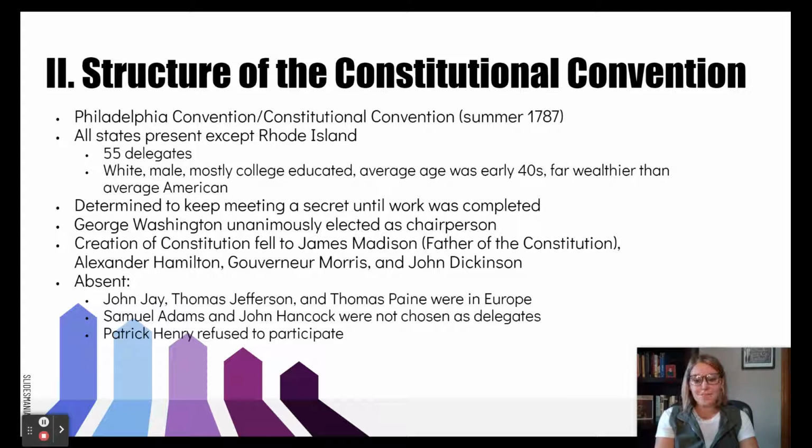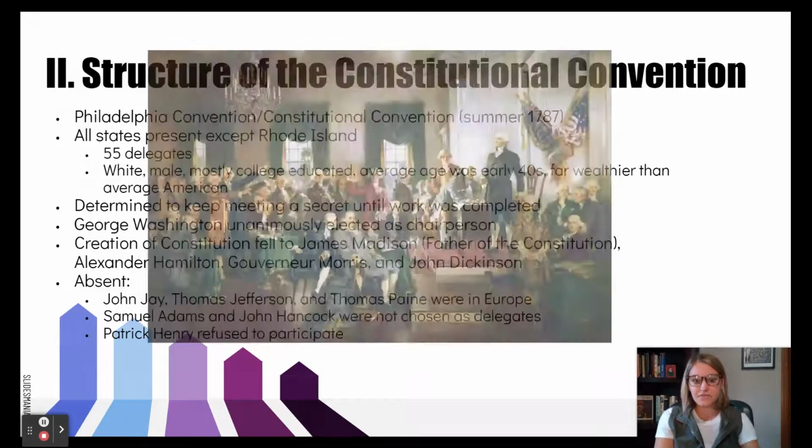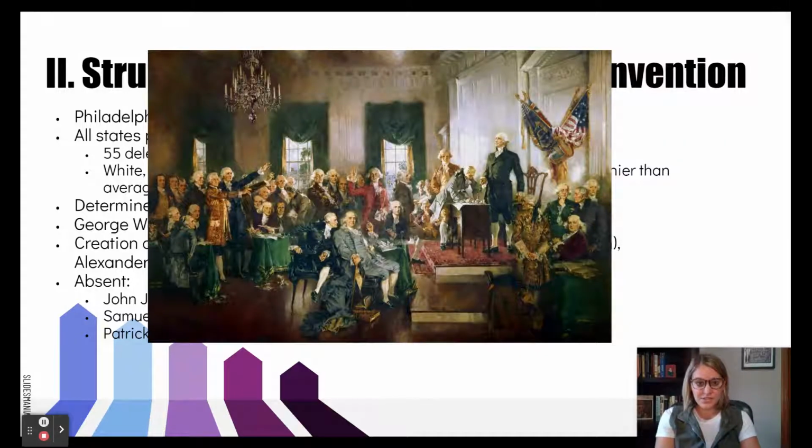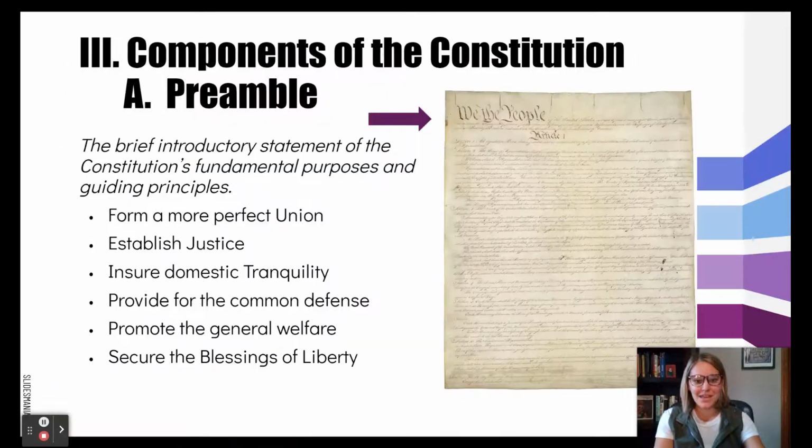John Jay, Thomas Jefferson, Thomas Paine, Sam Adams, John Hancock, Patrick Henry. We also know that no women, African Americans, or American Indians were present. George Washington becomes the chairperson of the convention, while James Madison, who becomes known as the father of the Constitution, plays a really important role in creating this new document. Probably our most famous image here from the Constitutional Convention, looking fairly peaceful with some people just listening and raising hands, when in reality it was a pretty contentious affair.